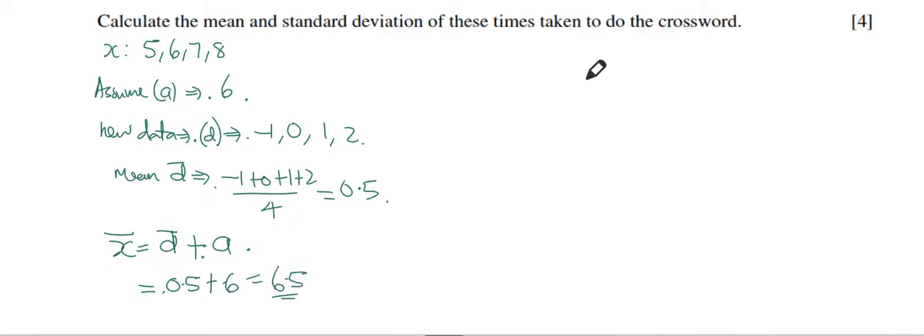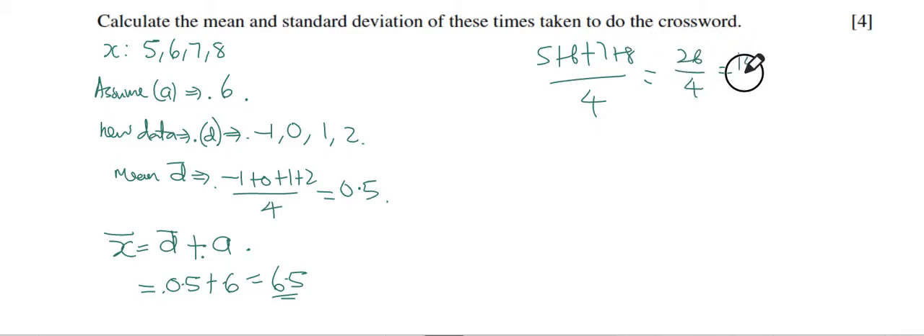Now we can check that. 5 plus 6 plus 7 plus 8 divided by 4: 5 plus 6 is 11, 7 plus 8 is 15, 11 plus 15 is 26, 26 divided by 4 is 13 over 2, there you go, 6.5. We got that. So the new data is the coded data.